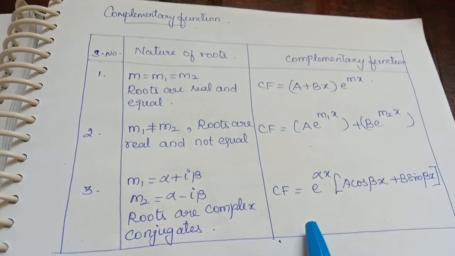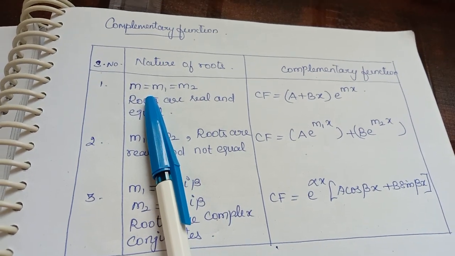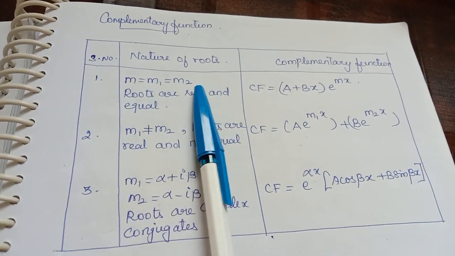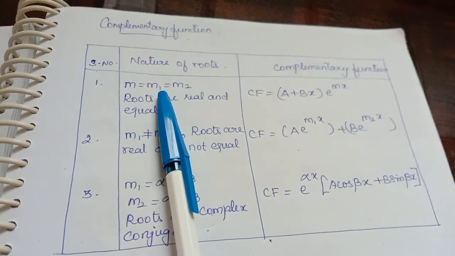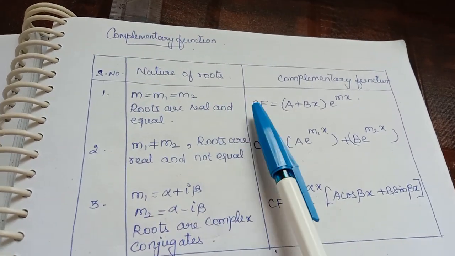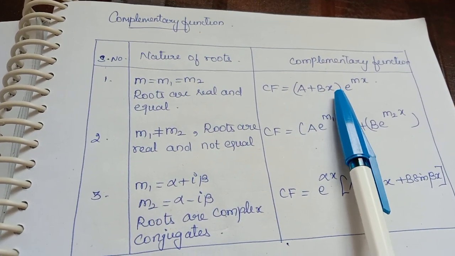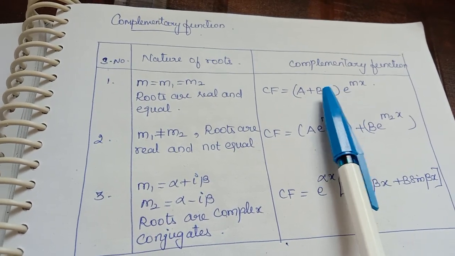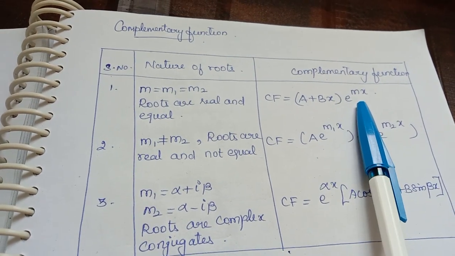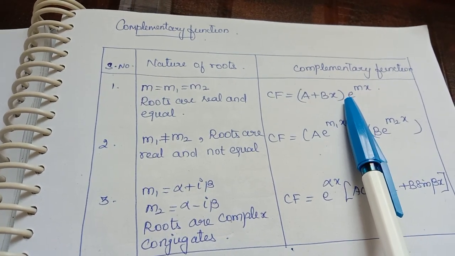Suppose you have a third order equation, then by replacing the operator by m, you will have a cubic equation. That cubic equation will have three roots, m1, m2, m3. If all the three are equal, m1, m2, m3 all are equal, in that case the complementary function is equal to a plus bx plus one more term you have to include, cx square. So it is (a plus bx plus cx square) into e power mx. There will be no change in this e power mx. So here one more term you have to add, cx square.